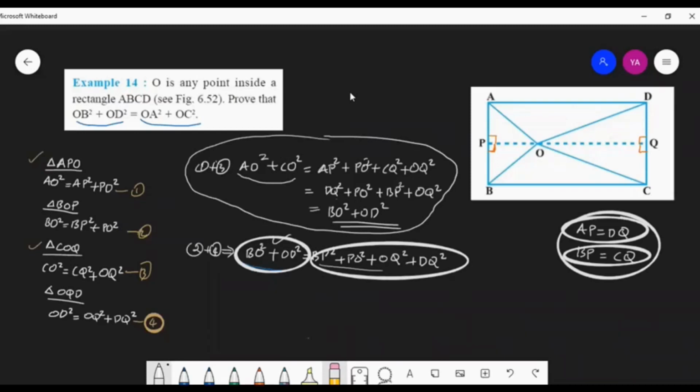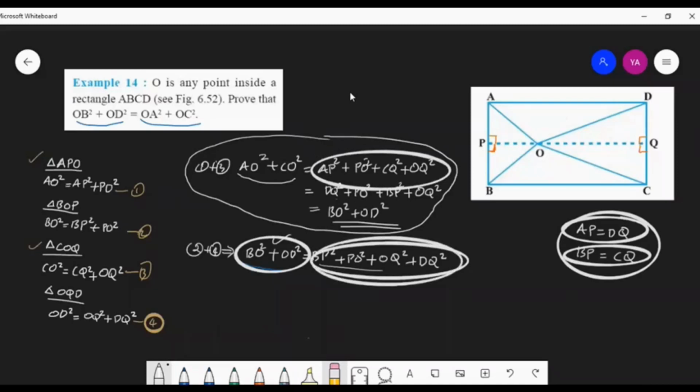I repeat again, the picture is given and we constructed line PQ parallel to BC and AD through O. Then we can see 4 right triangles. In those 4 right triangles, we applied Pythagoras theorem. Then we made pairs. First triangle and the third triangle, we added and got some equation like this. We added the second and fourth equations and got another equation like this.